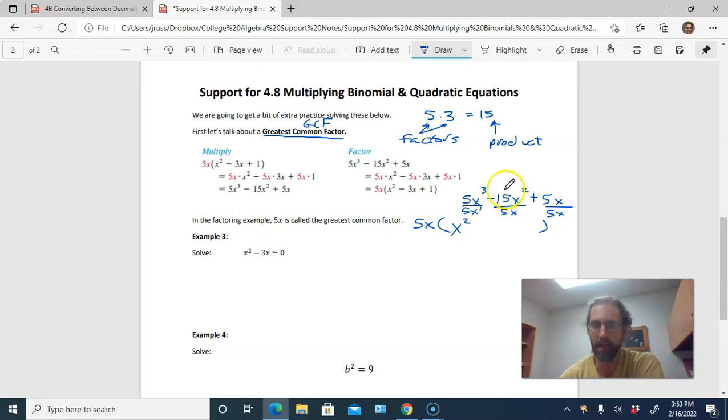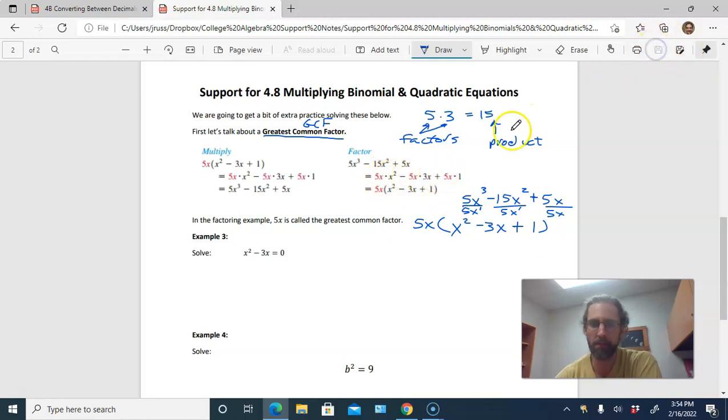And then in the next term, negative 15 divided by 5 is negative 3. And x to the second divided by x to the first, if you subtract those exponents again, you're going to get x to the first. And in the last term, 5x divided by 5x is actually just 1. Okay? Because remember, anything divided by itself is 1. And if you look, this is what we started with over here before we actually distributed the 5x. So this is called factoring out a greatest common factor. Okay, 5x was a common factor to all three of those terms, as you can see.